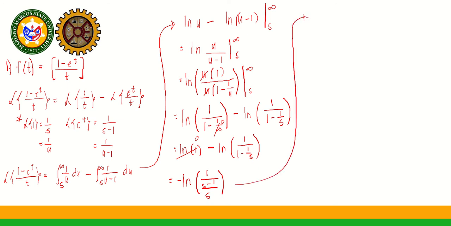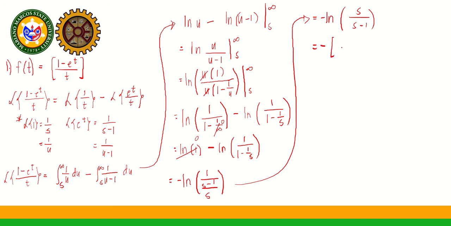Tuloy natin dito. This will be equal to negative ln of s over s minus 1. Okay, so from there, dapat kasi yung ln natin, yung natural logarithm natin, it's positive dito. And 1 lang dapat yung numerical coefficient niya. Okay, so to get rid of this, ibalik natin ito into a form like this. Okay, so since division yan, magiging subtraction yung ating operation.